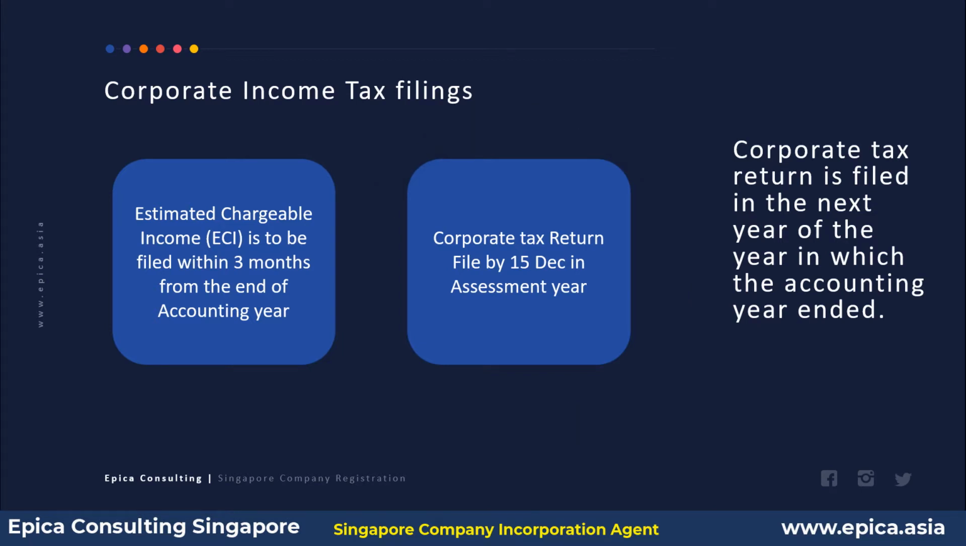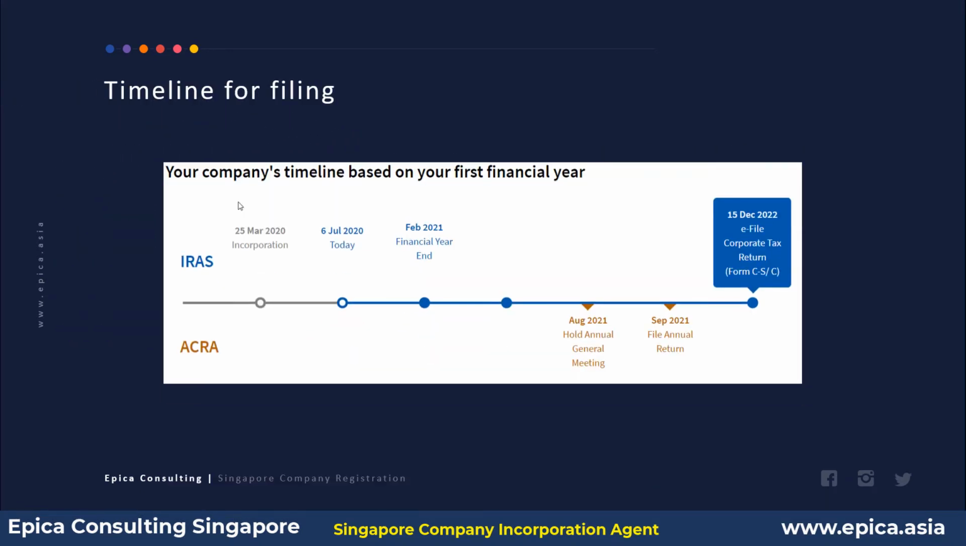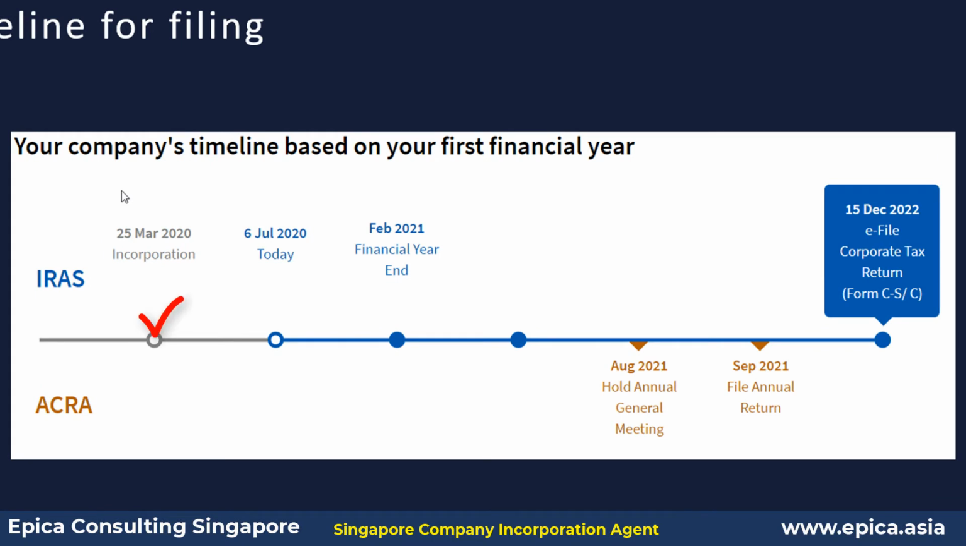This might be a bit complicated for somebody, so let's have a look at one example. Here I am going to show you a timeline. Let's suppose that the company was incorporated on 25th March 2020 and it has declared its first accounting year end to be February 2021. Since the accounting year end is February 2021, there is no corporate tax filing in the year 2021, because 2021 becomes the basis year, the year in which the accounting period ended.